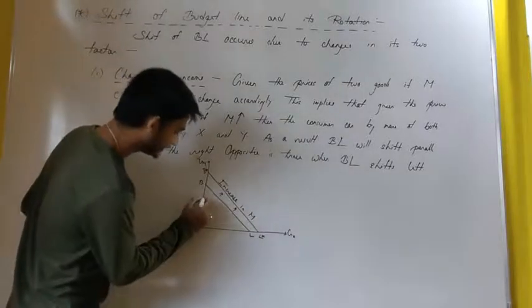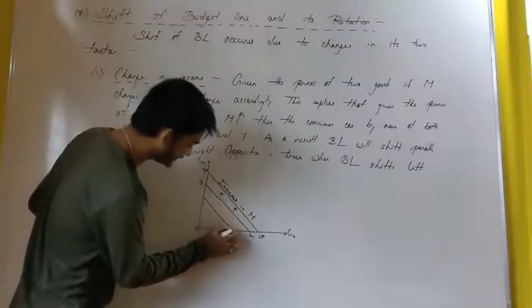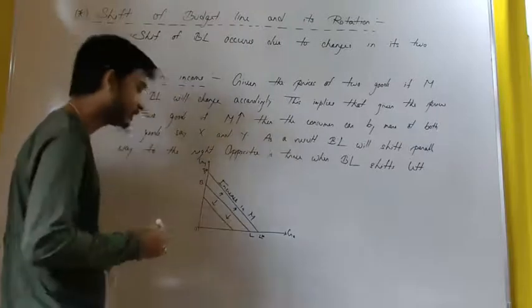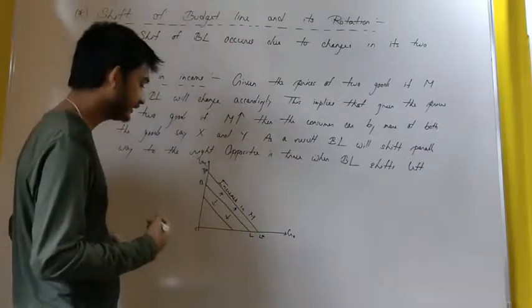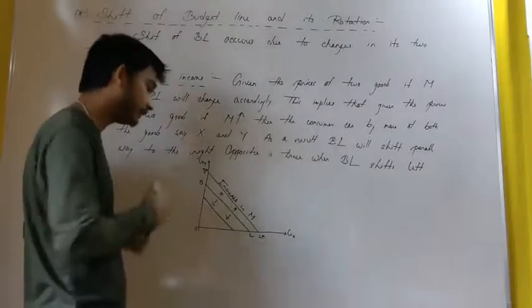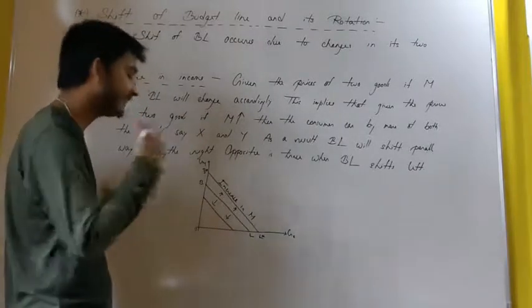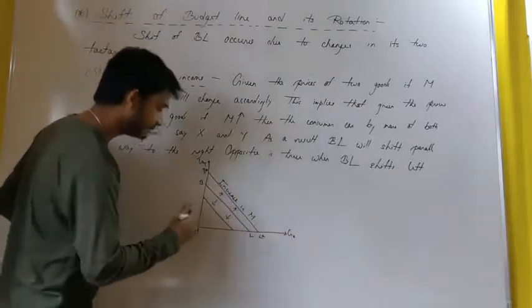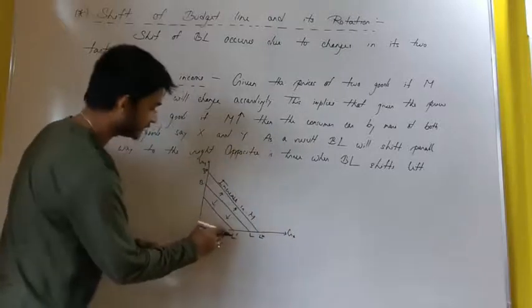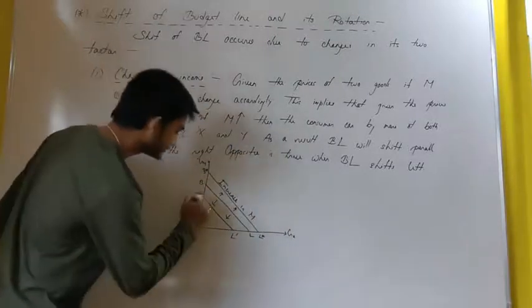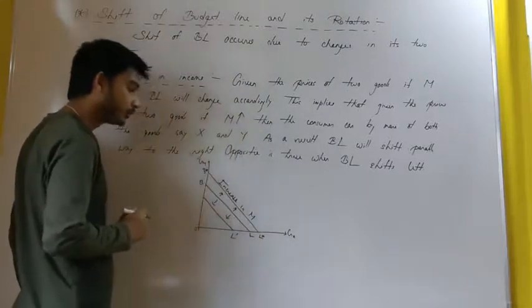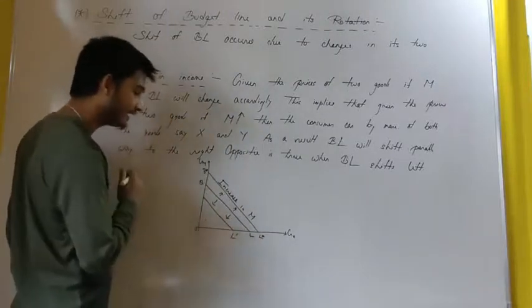And the opposite thing will happen when BL shifts leftward. As income has fallen, given the price of the two goods, he cannot buy more of both goods. He will buy less of both goods. Now you see, previously he was buying OL amount of good X. Now he is buying OL dash.